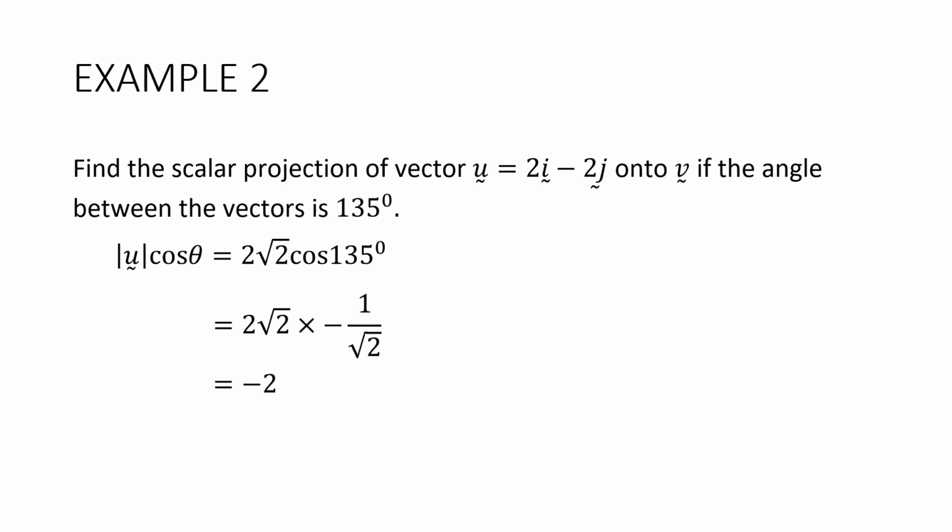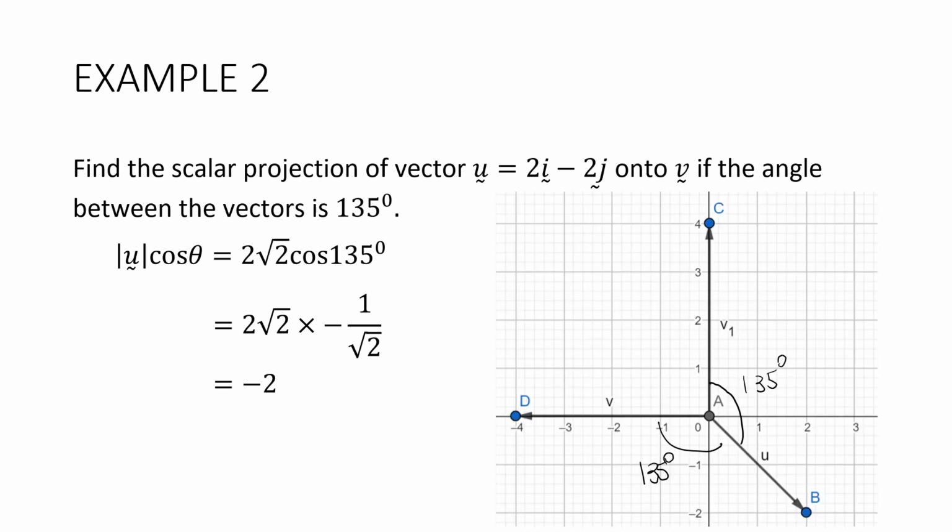Now the second reason that this is an interesting question is because there's two vectors v for which this question works. Here's our vector u. We could have v along here, or we could have v up here. And in both cases, the scalar projection is negative 2. So what does it mean to have a negative scalar projection?